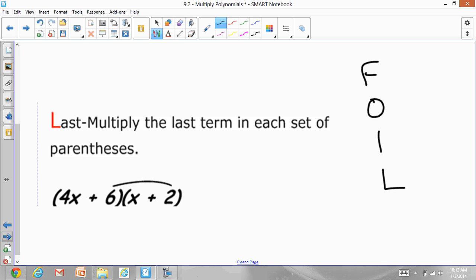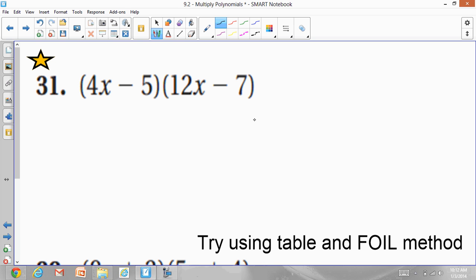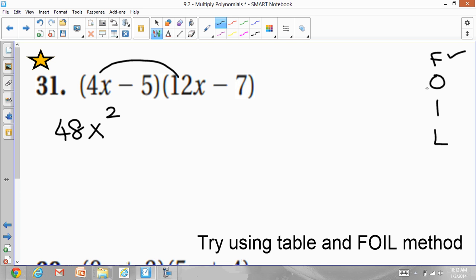Let's use the FOIL method to solve question number 31. So if I were to use the FOIL method for 31, I have to remember first, outer, inner, last. So I need to multiply the first with the first. So multiplying these two, 4 times 12 is going to give me 48. x times x is going to give me x squared. First is done.